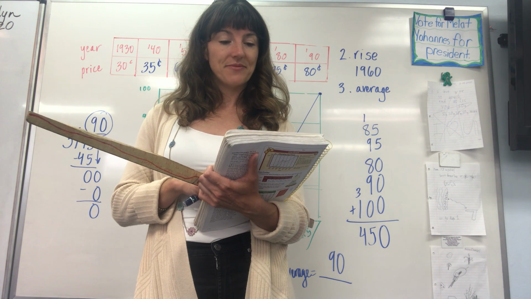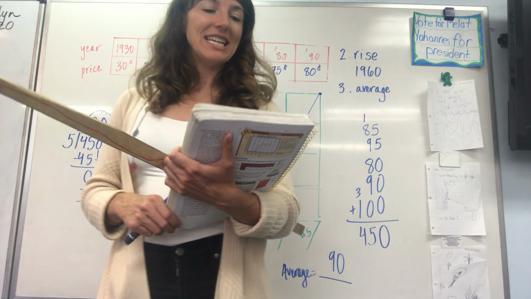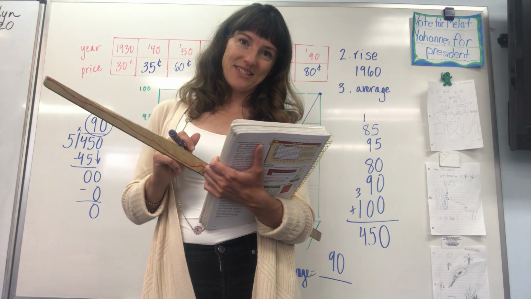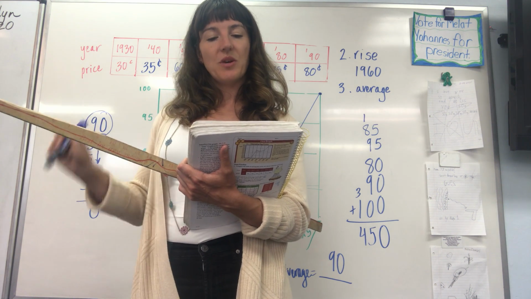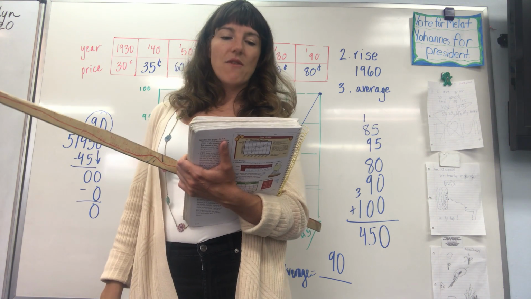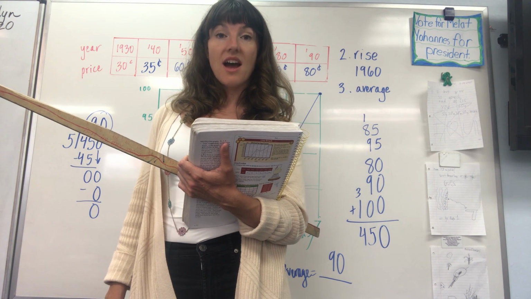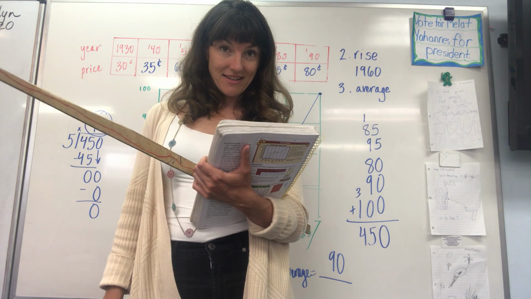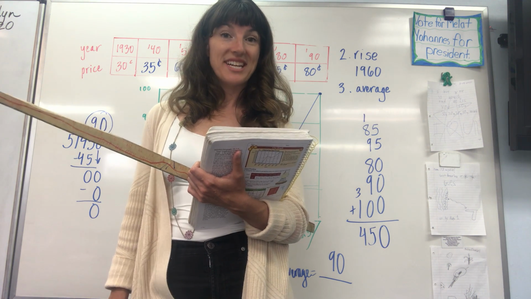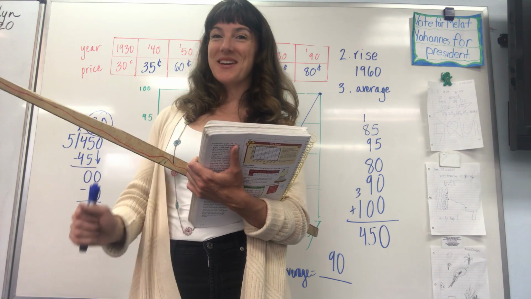103,260,000 and nothing else. 103,260,000. Last time, 103,260,000. 5B. 14,180,000. 14,180,000. Last time, 14,180,000.